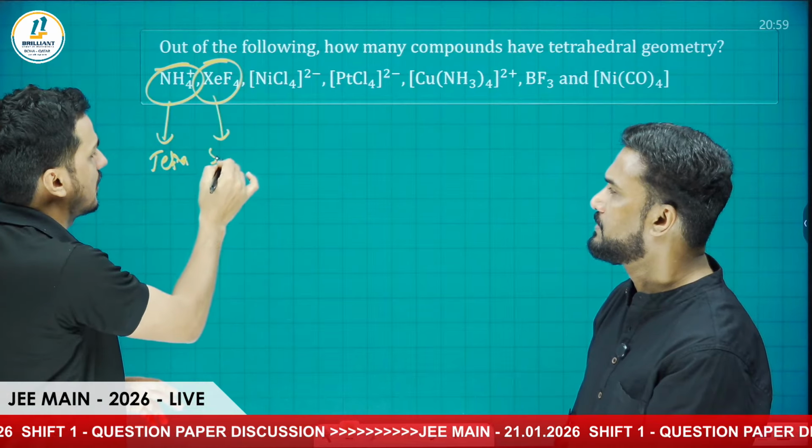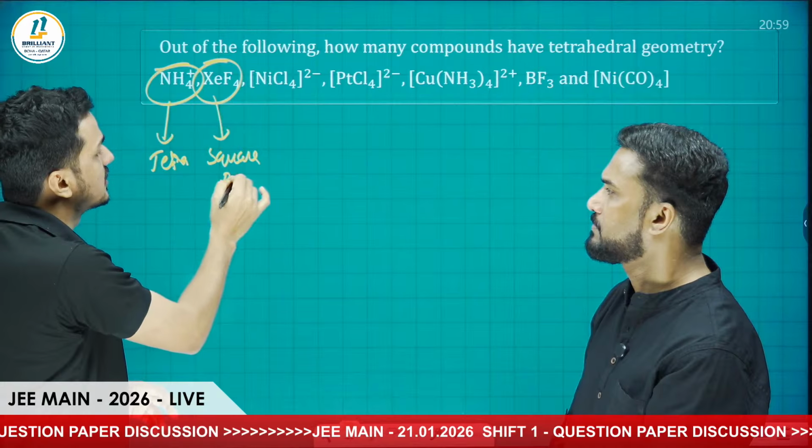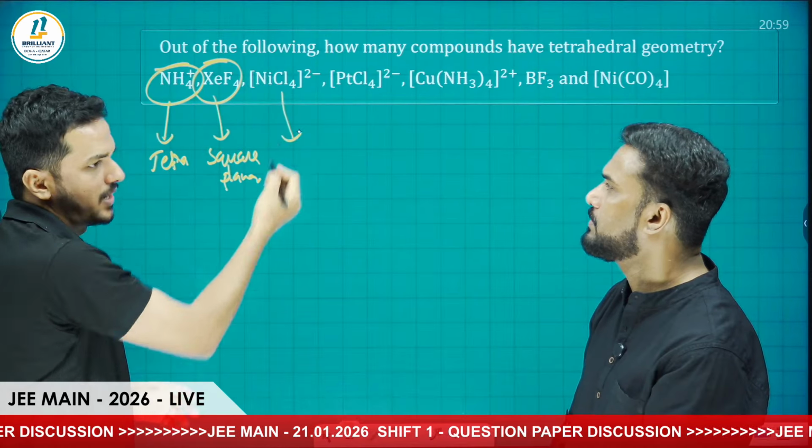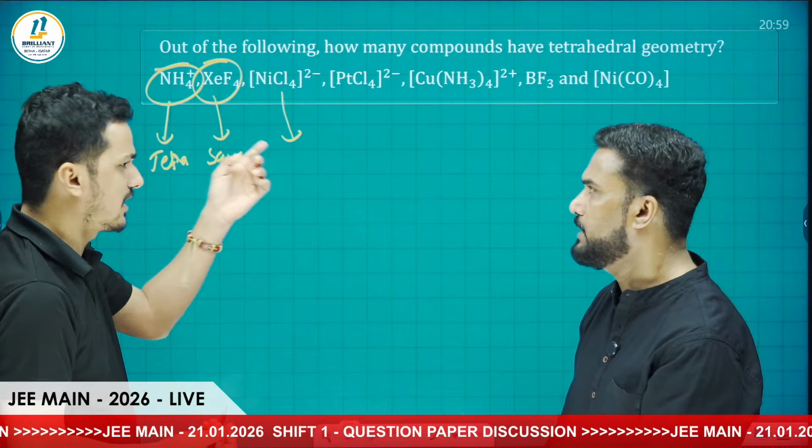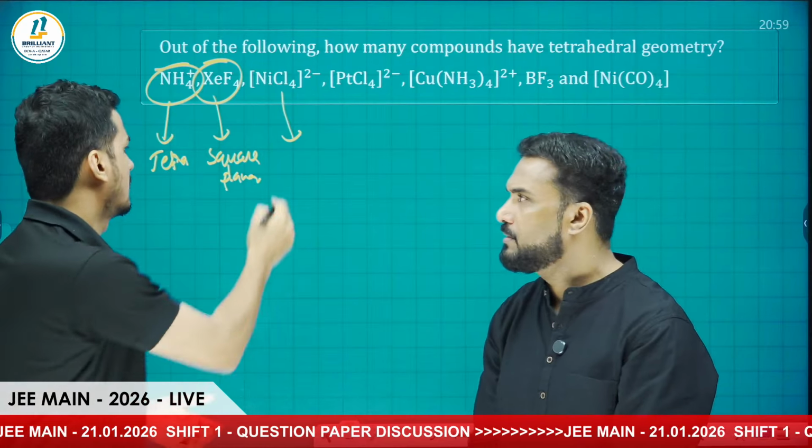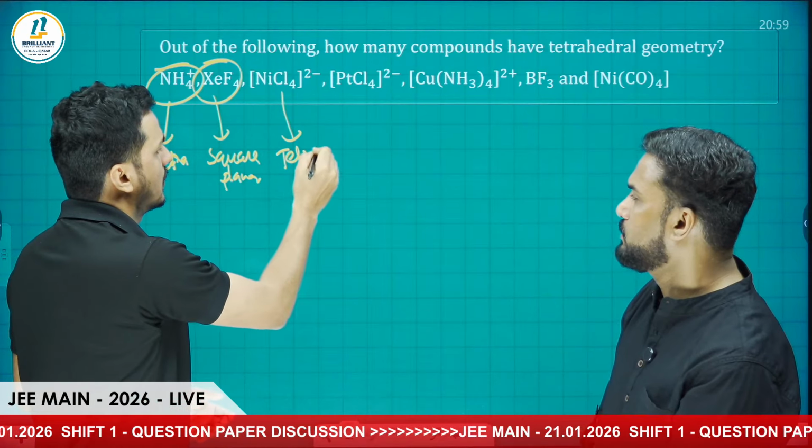This one is square planar. This one we already discussed. Which one? NiCl4 2-. Before that, actually, it is only hybridization, you know that one. Tetrahedral will come. Tetrahedral, this one. sp3 hybridization only will come.